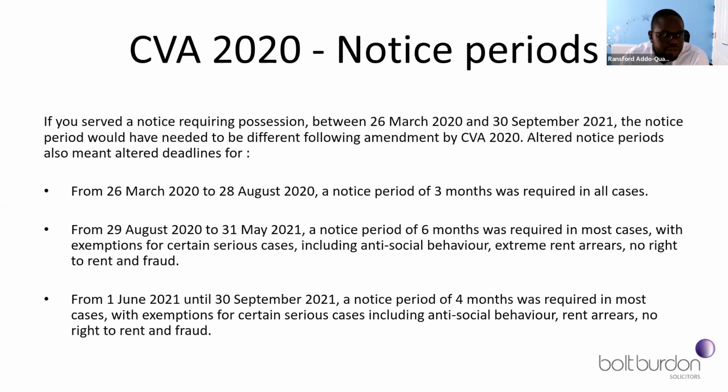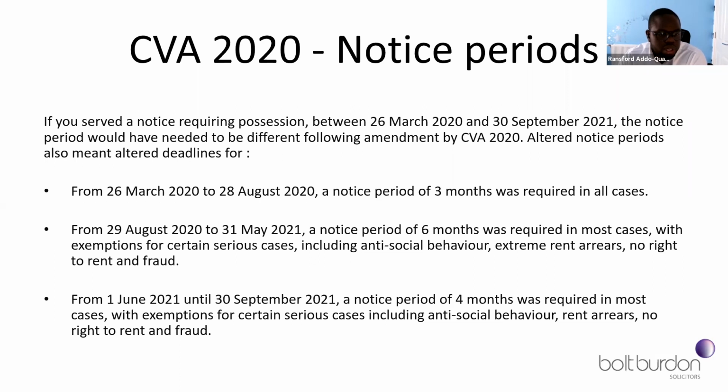From the 26th of March to the 28th of August 2020, 3 months notice were required. Now, if you consider that Section 21 notices are 2-month notices, minimum 2 months, and Section 8 on ground 8, which is extreme rent arrears, are 2-week notices, this immediately came in and said, scrap all of that. We now need to serve notices that last for a minimum of 3 months. It's just the court kicking the can down the line.